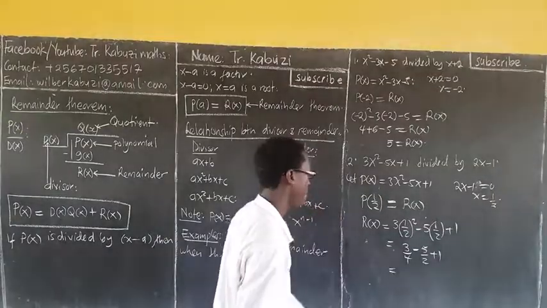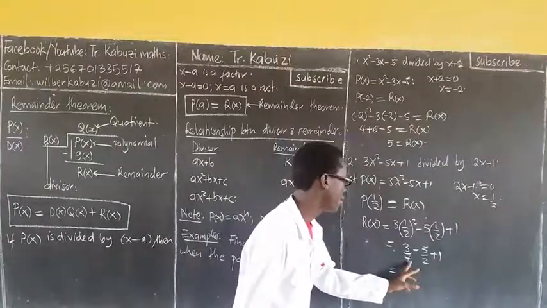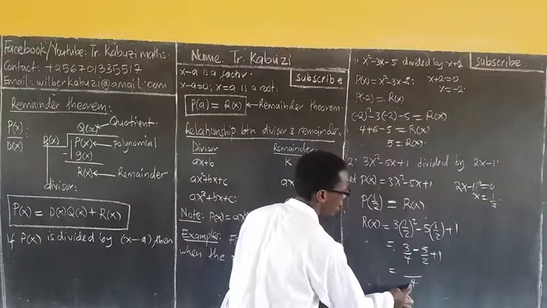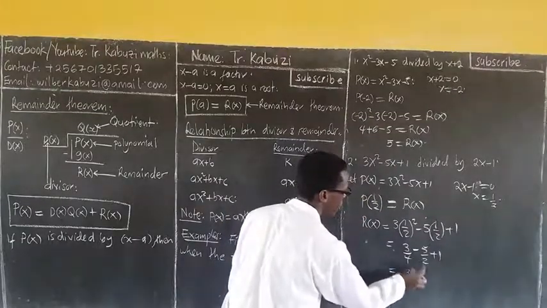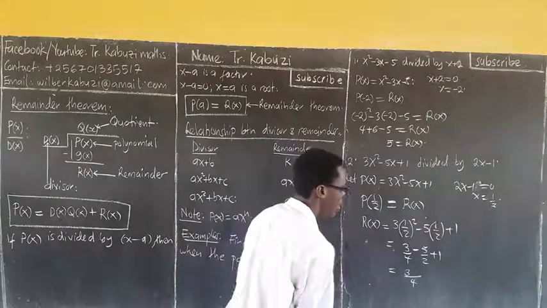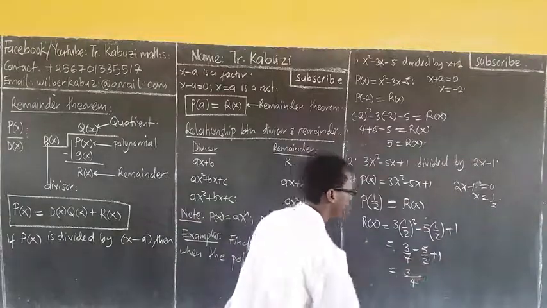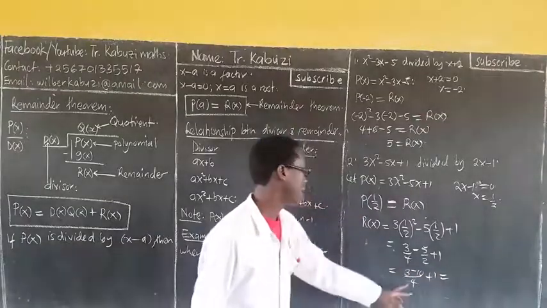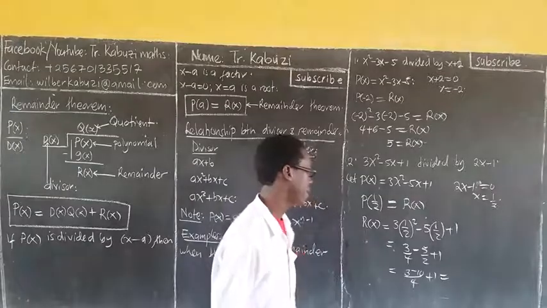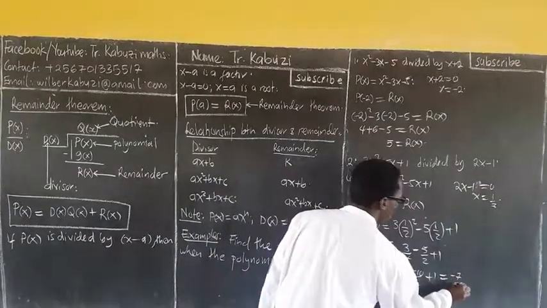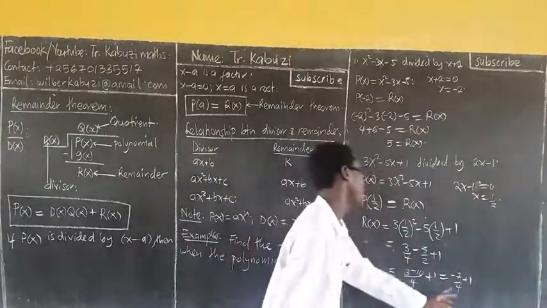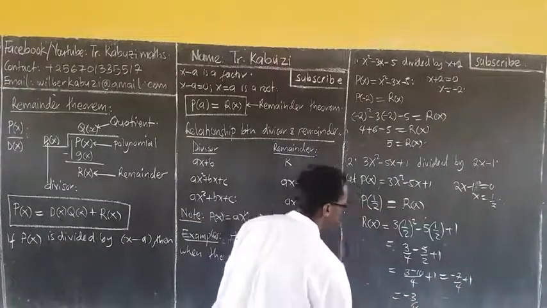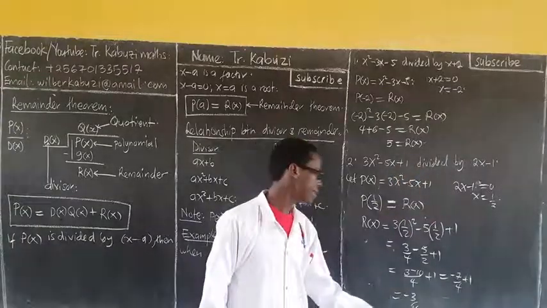You see the LCM is 4. 4 goes here. 1 times this is 1. 2 goes here. That is how many? 2 goes into 4 two times, and this will get 10. Then plus 1. And you see, this will be negative 9 over 4 plus 1. And cross multiply, the answer we get is negative over that. So the remainder when it's divided by this is this.